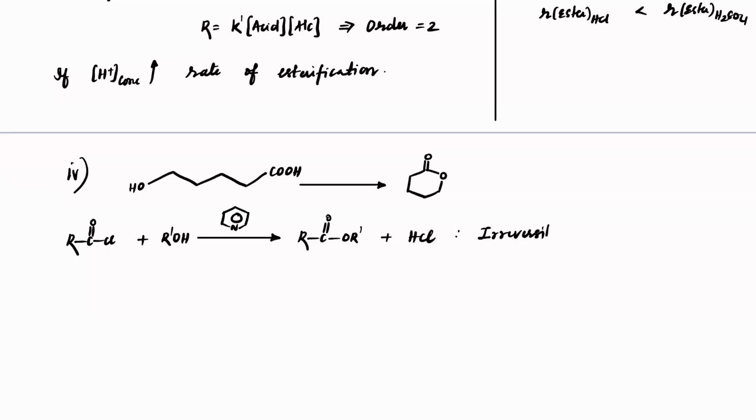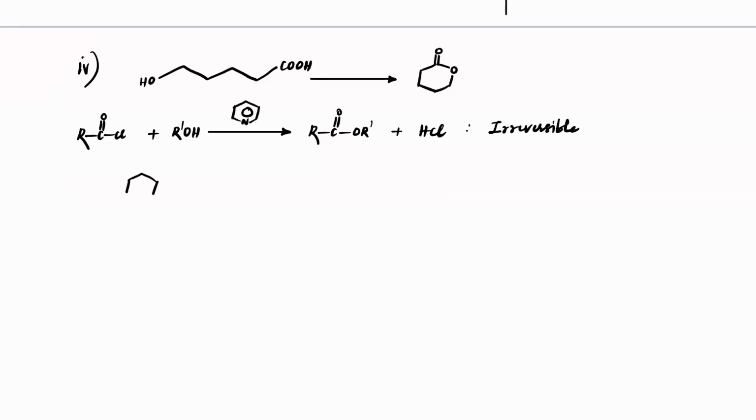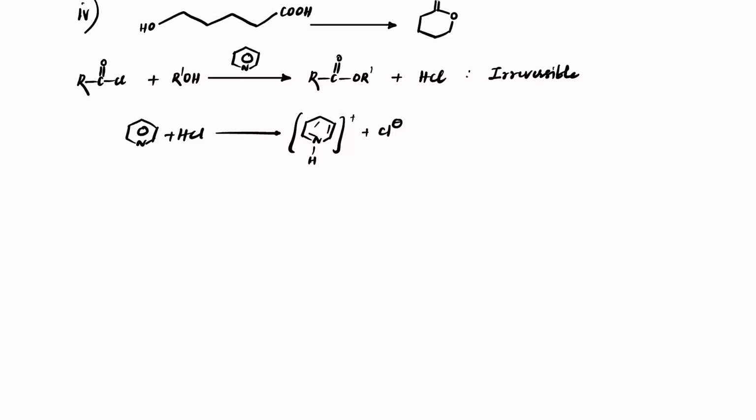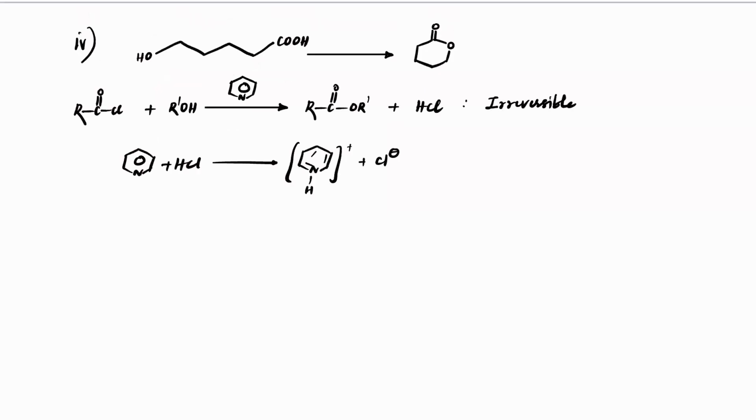So why is it irreversible? Because pyridine is a base. So that will react with HCl and convert the HCl part into pyridinium chloride, like a salt form. Since it's a salt form, the reverse reaction is hardly observed, because Cl minus cannot go and replace OR minus. OR minus is a weaker leaving group. Okay. We can do this same thing with anhydrides and esters also.